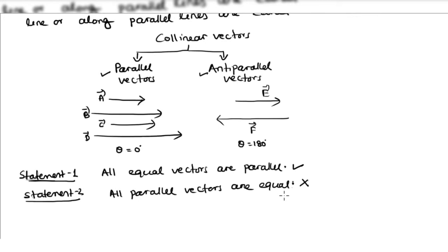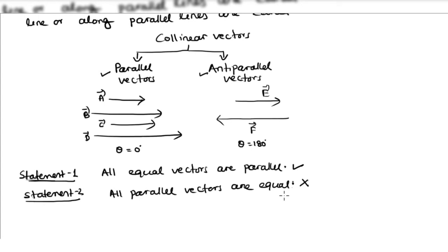They may have the same magnitude, they may not have the same magnitude. But for equal vectors, we need two conditions: same magnitude, same direction. That's why all equal vectors are parallel, because they have the same direction. But all parallel vectors may not be equal, because they may not have the same magnitude. That's why statement 1 is correct, statement 2 is false.